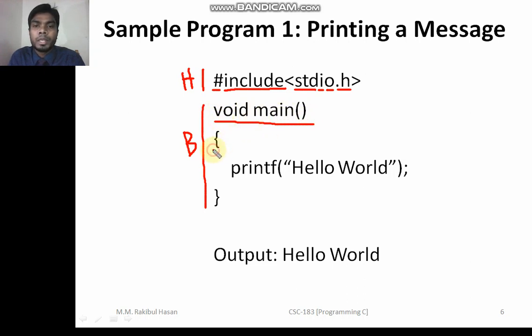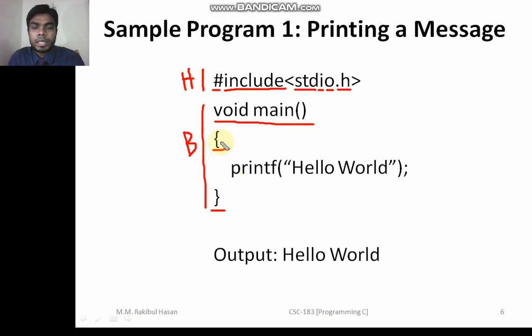Then we have an opening curly brace and a closing curly brace. We can call it a second bracket as well. This is the logical starting point and this is the logical ending point of your program.